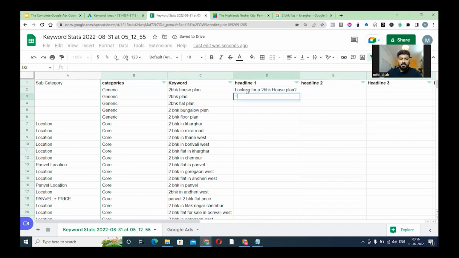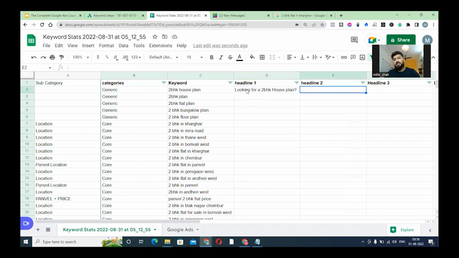Right? Now, I think this is exceeding the character limit. So I just put the formula len and select this. It's exactly 30. So this works exactly well for us. So now what I have done, somebody searches for 2 BHK house plan. The first thing that he sees on the ad is "Looking for a 2 BHK house plan." So I have created that sense of relevance.